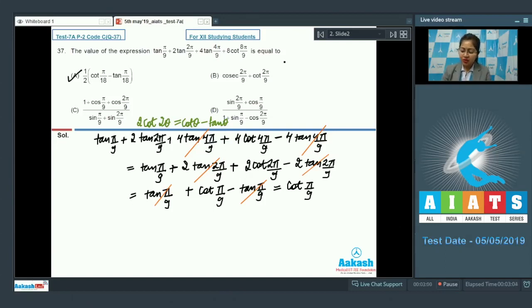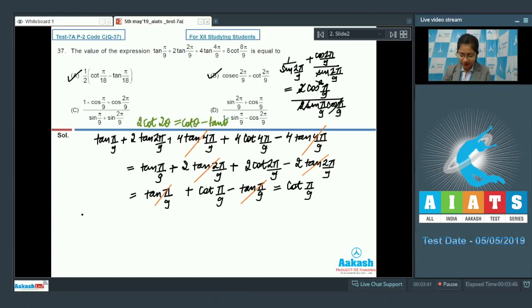Now option number B, we are given 1 plus cos 2 pi by 9 divided by sine 2 pi by 9. So 1 plus cos 2 theta is equal to 2 times cos square pi by 9, and in the denominator sine 2 theta can be written as 2 times sine pi by 9 into cos pi by 9. So cancelling 2 times cos pi by 9, we will get cot pi by 9, which means that option number B is also correct.